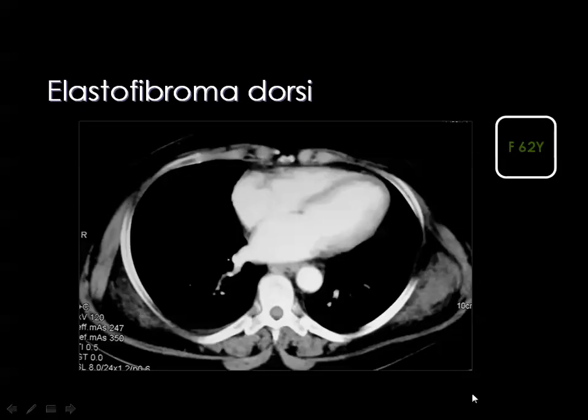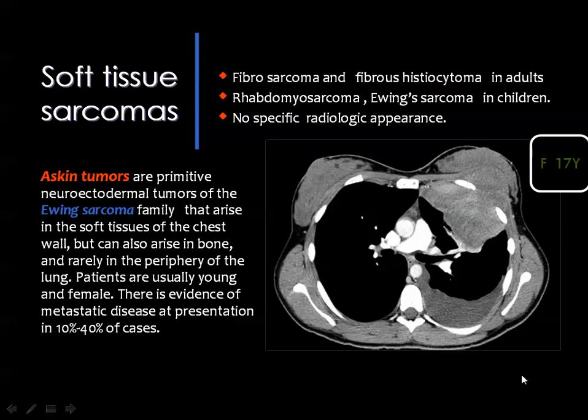And here is another example of an elastofibroma dorsi, which is asymmetric. This lesion on the left is larger than that on the right side.